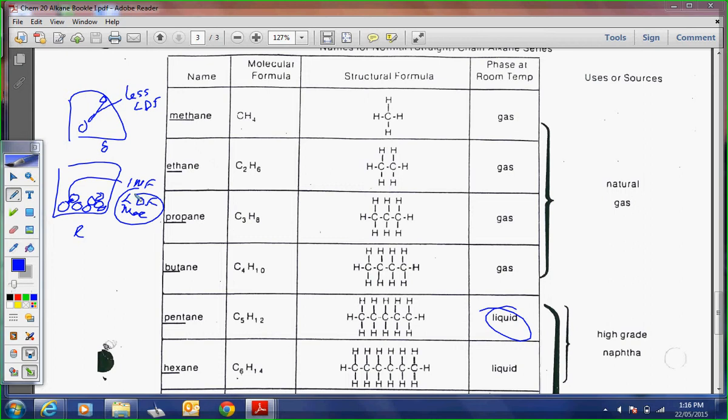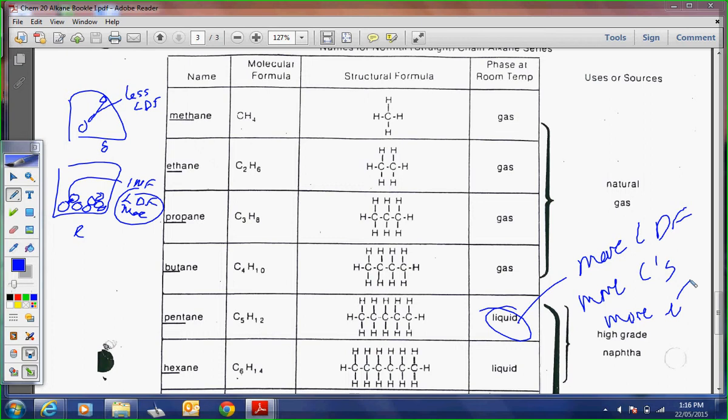Remember that whole thing about a stadium and across the stadium? Not a bond, but an attraction. And likewise the other way. Remember that? And if you have a bigger stadium, you'll have more attractions happening. More electrons, more London dispersion forces. So the more carbons, the more electrons I'll have. So more London dispersion forces because more carbons, which means more electrons. Therefore, stronger intermolecular forces sticking them together, therefore liquid.